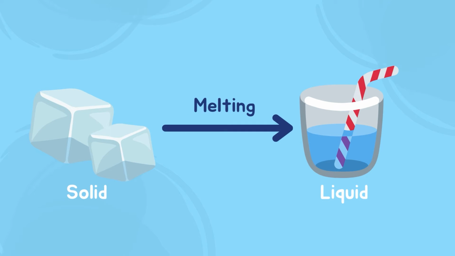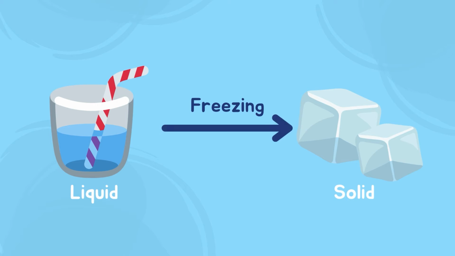The process of when a solid state changes to a liquid state is called melting. A solid is usually heated to start the melting process. The temperature at which a solid changes to a liquid is called the melting point. The process of changing a liquid state to a solid state is called freezing. Liquid is cooled to start the process of freezing. The temperature at which a liquid changes to a solid is called the freezing point.